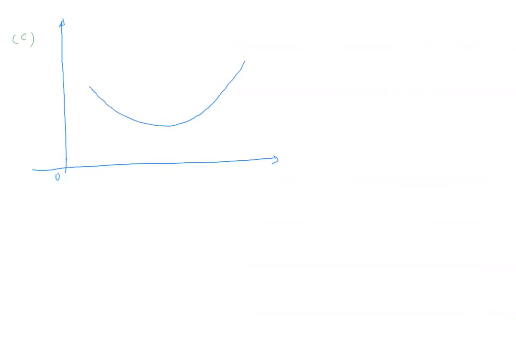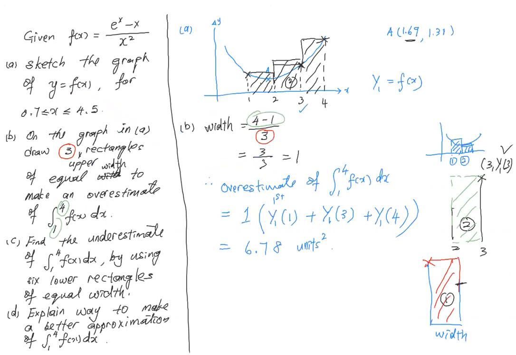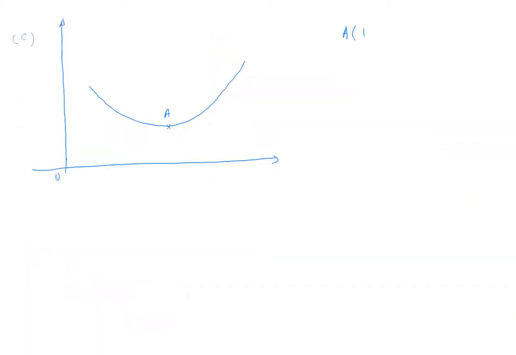So we know our turning point A is 1.69. Take note, 1.69. So for our case C, what is the width? 4 minus 1 divided by 6. So I get 0.5.